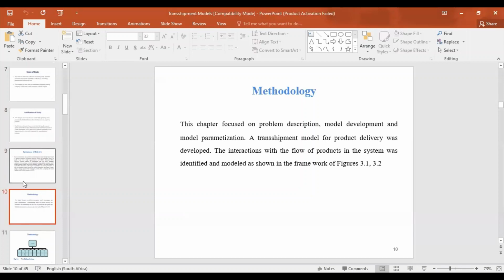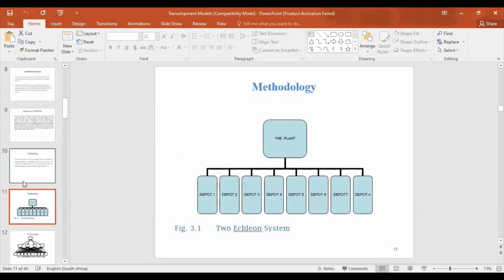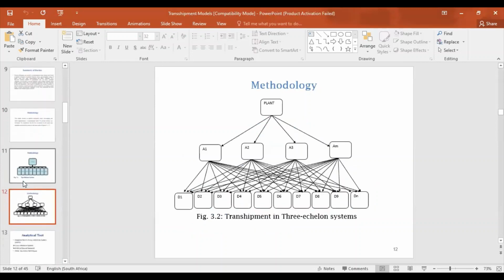Then the methodology. This chapter focused on problem description, the model development, model parameterization. Then a transshipment model for product delivery was developed, looking at intermediary points, a system where there is a source, and an intermediate point where products can flow to for onward distribution to the final destinations. So this is the architecture of the model for the two-echelon system, a direct system where products can flow from plants to different destinations. And here is a system where products can flow from source through an intermediate point to the final destinations.